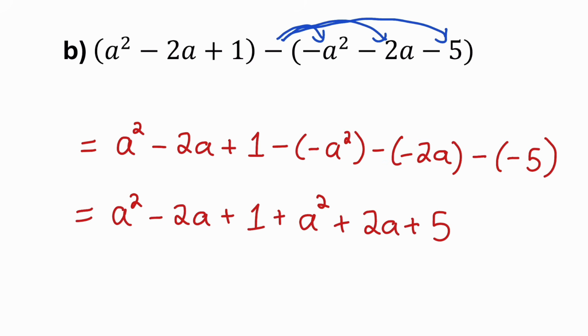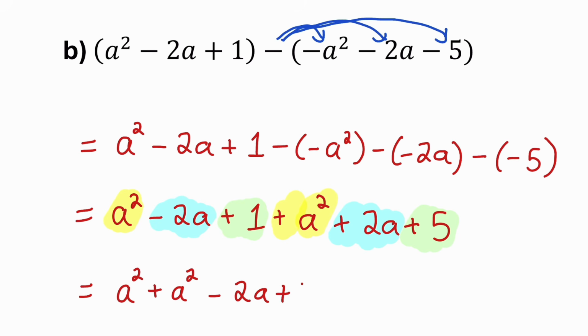And now looking for my like terms, I have an a squared and an a squared. Those have the same variables with the same exponents. Those are like terms. I have a negative 2a and a positive 2a. Those are like terms. And I have my constants of positive 1 and positive 5. Let me rearrange this expression so like terms are together. I'll put the a squareds first because those are degree 2. That's the highest degree terms. Then I'll put the negative 2a and the positive 2a. Those are both degree 1. Those will come next. And then my constants, which are degree 0, come last. It always goes in descending order based on degree.